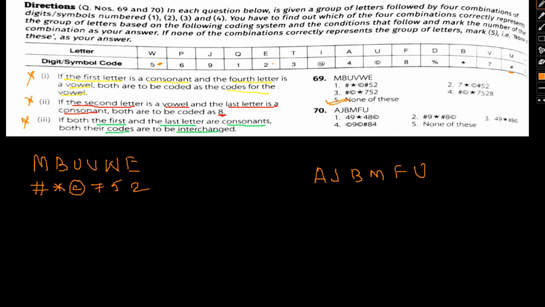So what is the code for A? We'll code this in accordance with the table. A is 4, so we code 4. J is 9, we code 9. B is star. M is hash. F is 8. And U is C. So 49 star hash 8C, which is option 3, is our answer.